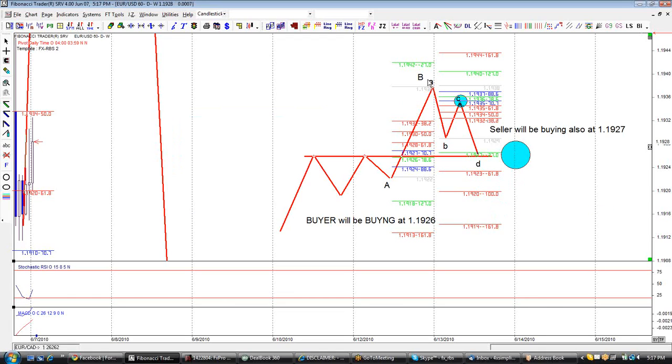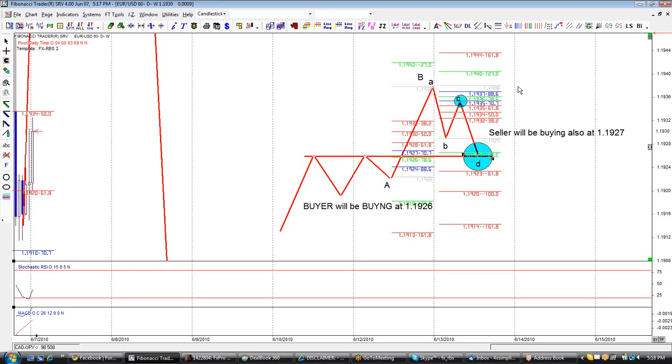So we have both groups of traders, the sellers and the buyers, executing same orders. The seller will be buying at this level, the buyer will be buying at that same level, and this gives us very high probability that since both the bears and the bulls want to be buying this pair at this price, price will move north or bullish.